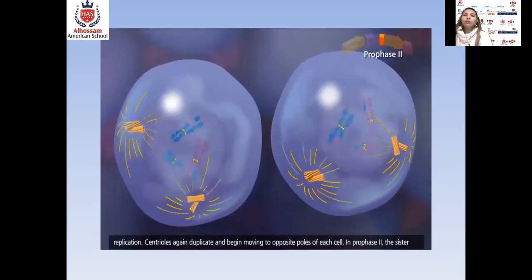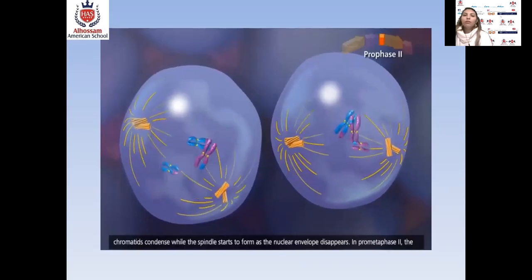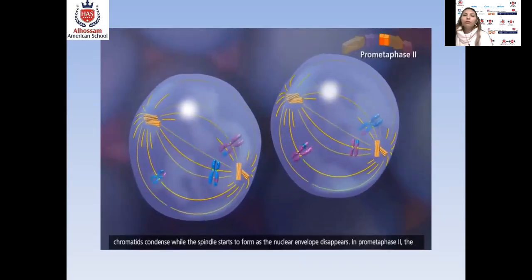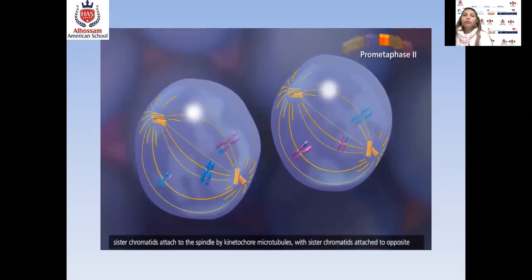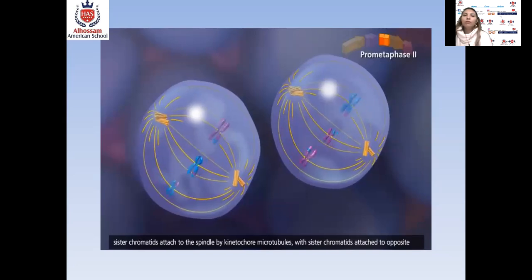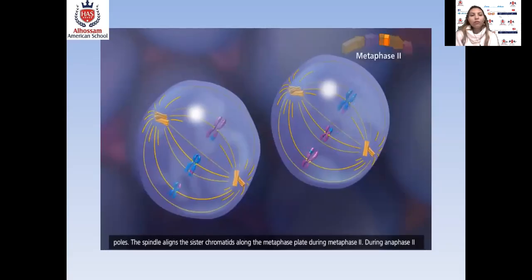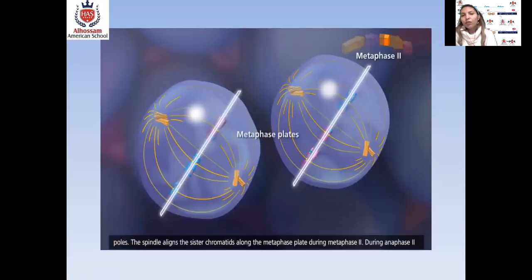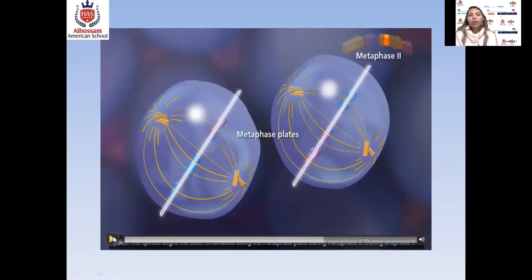In prophase II, the sister chromatids condense while the spindle starts to form as the nuclear envelope disappears. In prometaphase II, the sister chromatids attach to the spindle by kinetochore microtubules, with sister chromatids attached to opposite poles. The spindle aligns the sister chromatids along the metaphase plate during metaphase II. So here in this picture, you can see one chromosome aligned, so it's like mitosis. In this case, like mitosis, there are no homologous chromosomes. Just one copy of chromosome here.